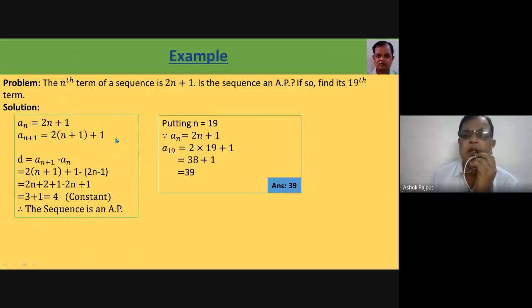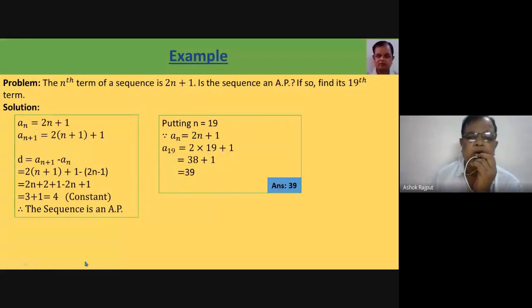Now we want to find the 19th term. So we will put n = 19 in the nth term. The nth term is an = 2n + 1. Therefore, a19 = 2 into 19 plus 1. Now we are seeing 2 times 19 is 38, and 38 plus 1 is 39. It is the 19th term. Here we have proved that the sequence is in AP and found the term also.